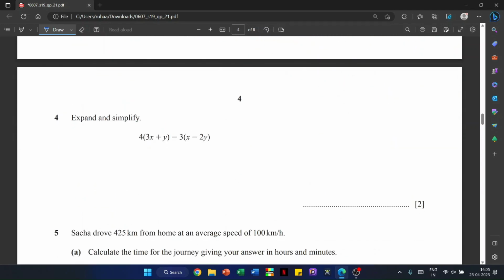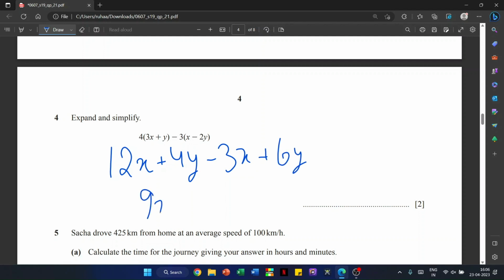Now expand and simplify. 4 into 3 is 12, so that'll be 12x plus 4y minus 3x, and minus 3 into minus 2 is plus 6, so this will be plus 6y. So 12 minus 3 is 9x, and 4 plus 6 is 10, so 9x plus 10y.